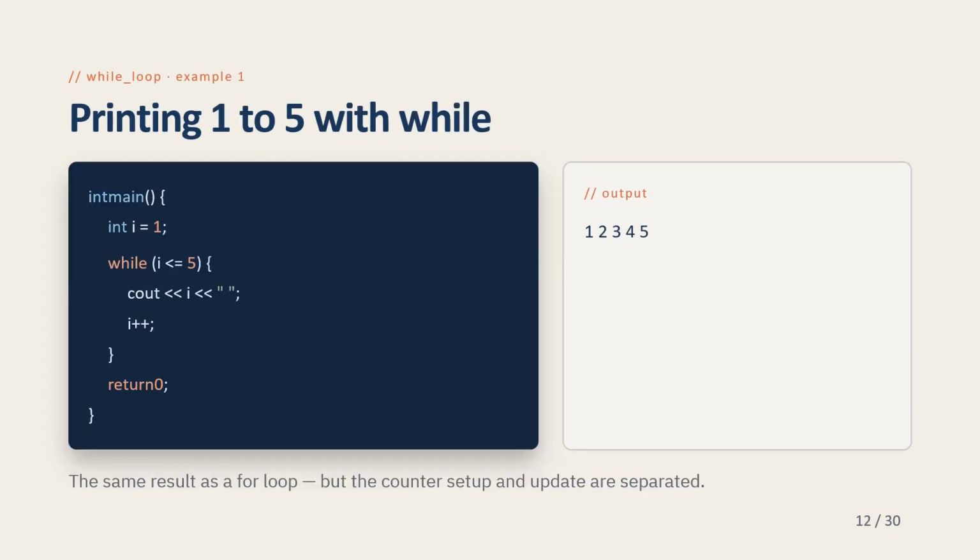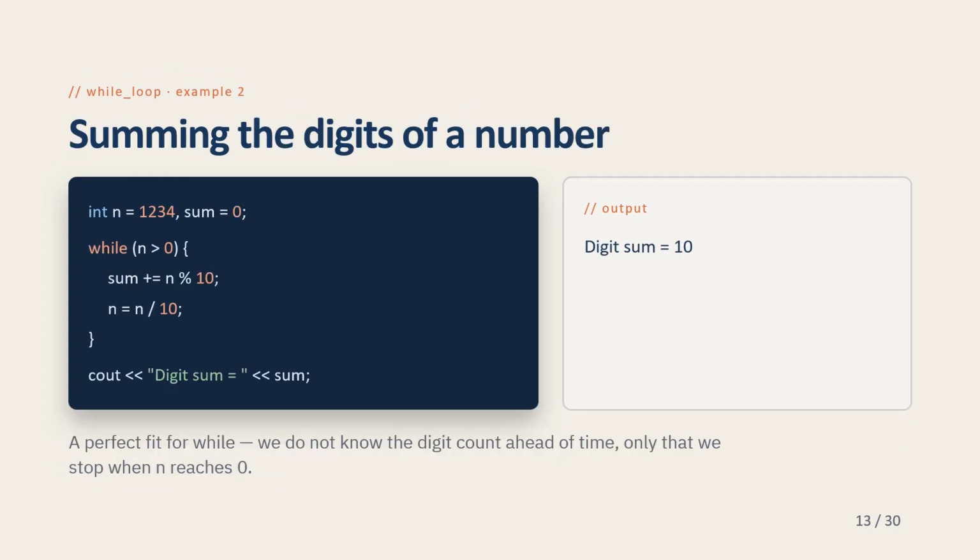Here is the printing numbers example. This example prints numbers from 1 to 5 using a while loop. The output is the same as the for loop, but initialization and updates are written separately here. In a for loop, all these things happen in the same statement. Initialization, condition checking, increment, and decrement are done in the same line, whereas here it is all done separately. Here is the sum of digits example. Since we don't know the number of digits in advance, a while loop is the appropriate choice here.